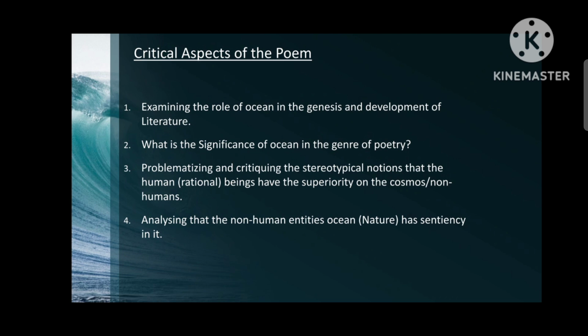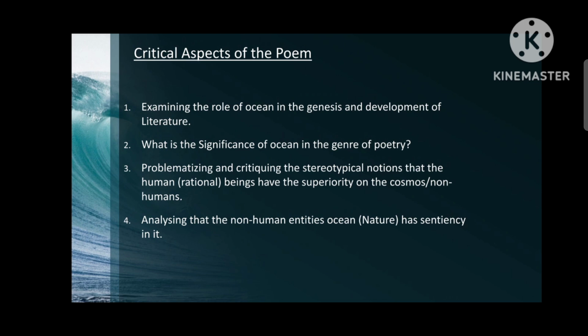The third point is problematizing and critiquing the stereotypical notion that human rational beings have superiority over the cosmos or the non-human. This also made me think while reading this poem: who gave the upper hand, the superiority, the higher authority to humans over non-human beings? In this poem, Coleridge also raises the same question: why did the ancient mariner kill the albatross without any reason, and who gave this authority over nature? Why are human beings considered rational, a quality only human beings pursue? So why do these human beings harm nature, and who gave them this authority?